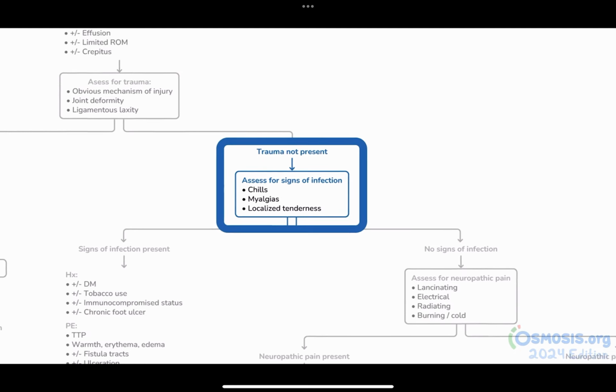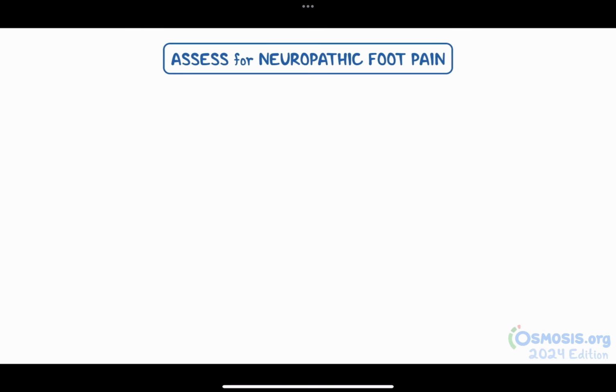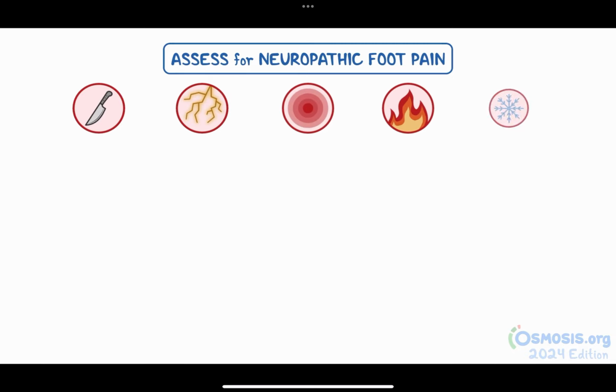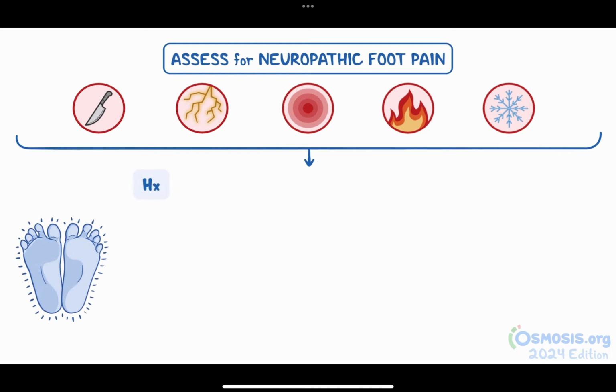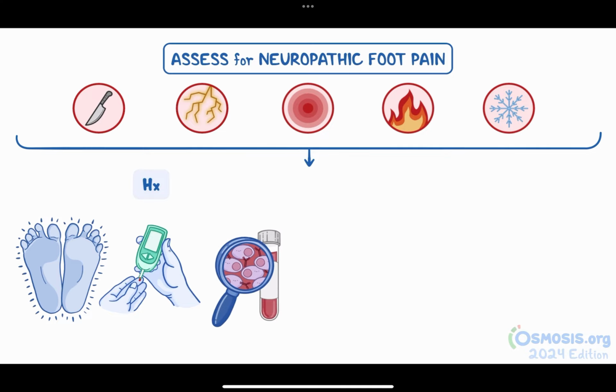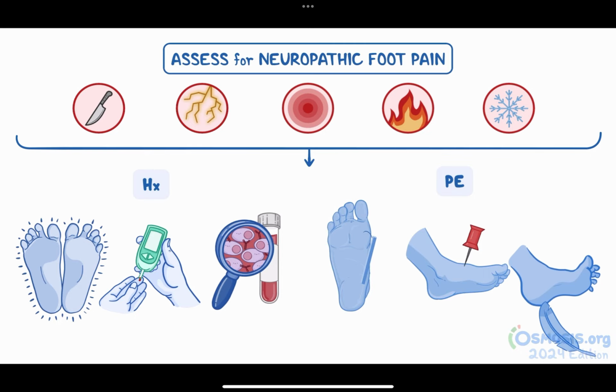On the other hand, if there are no signs of infection, assess for neuropathic foot pain. This type of pain is lancinating, electrical, radiating, burning, or cold in nature. If neuropathic pain is present, the patient might report a history of numbness and tingling in their feet, as well as a history of a systemic disease associated with neuropathy, such as diabetes mellitus or multiple myeloma. Physical exam reveals an abnormal monofilament exam, decreased sensation to pinprick, and possibly allodynia, which is when pain is elicited from something that typically doesn't cause pain, like a feather.